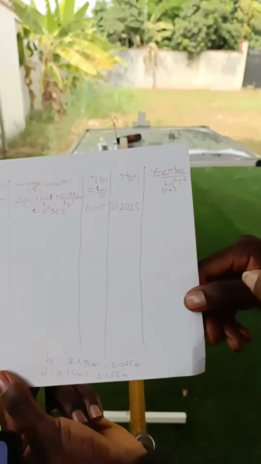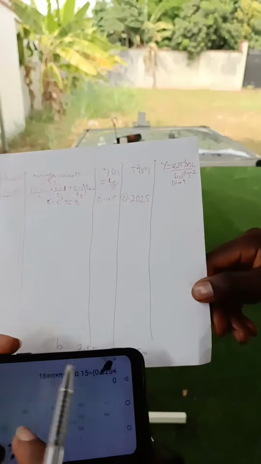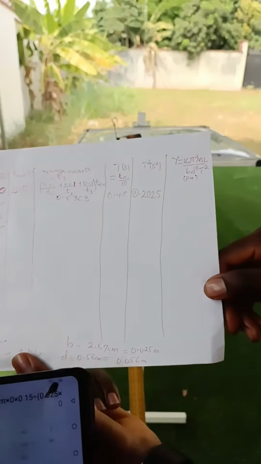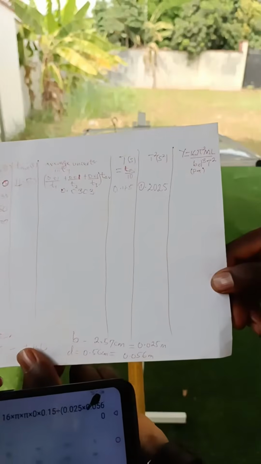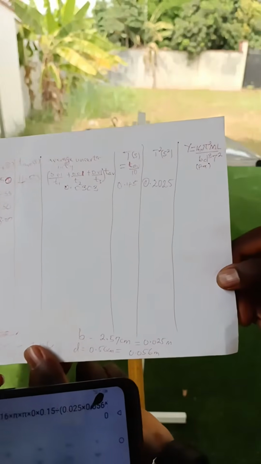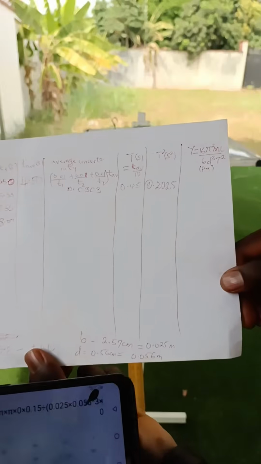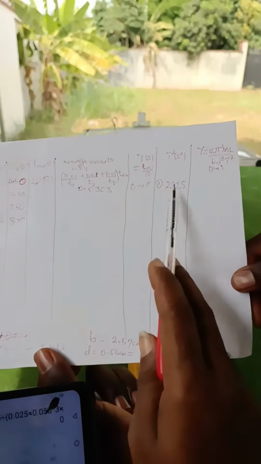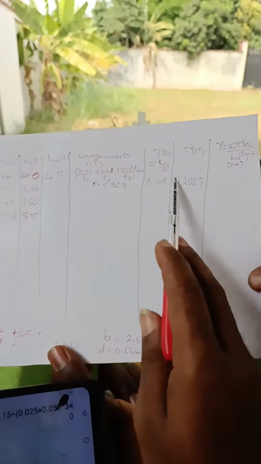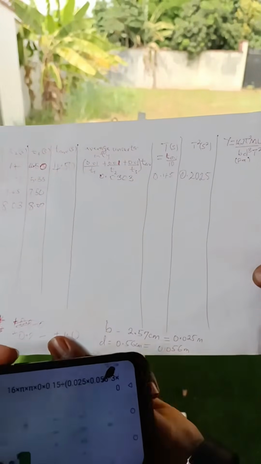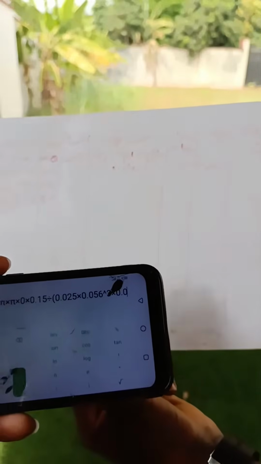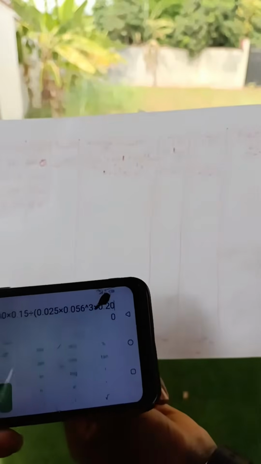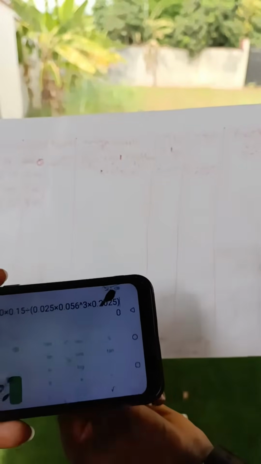The value of D is 0.056 and it is cubed, so it's meant to be raised to the power of 3. We are now multiplying it by T squared. And we have the value of T squared from here already. Are you getting me right? 0.2025. So we are fixing all these values.